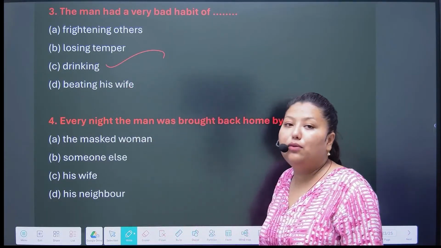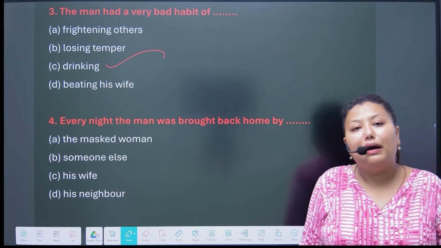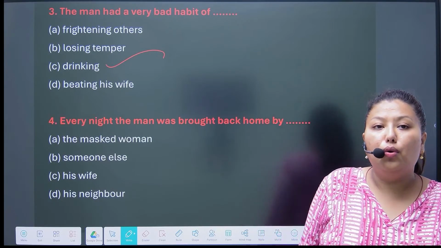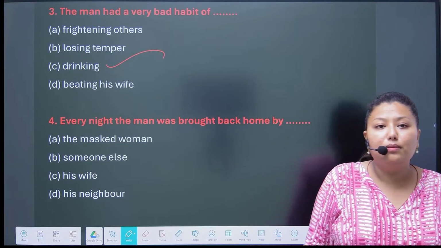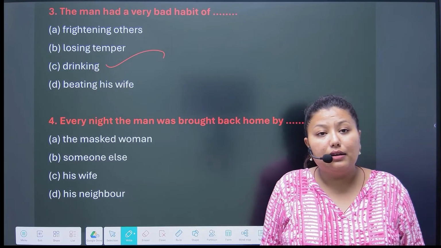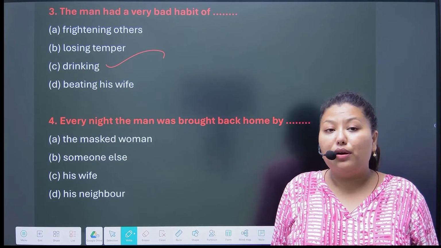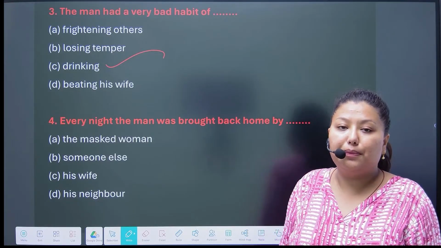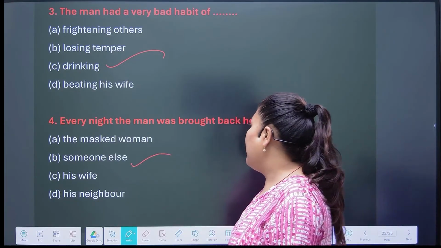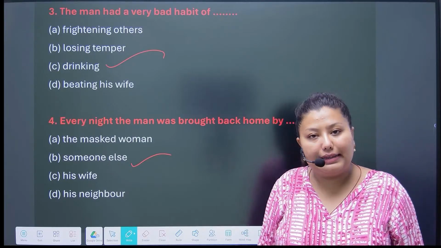Every night the man was brought back home by. So who would bring that man back home every night? The masked woman, someone else, his wife, his neighbor. So every night the man was brought back home by someone else.